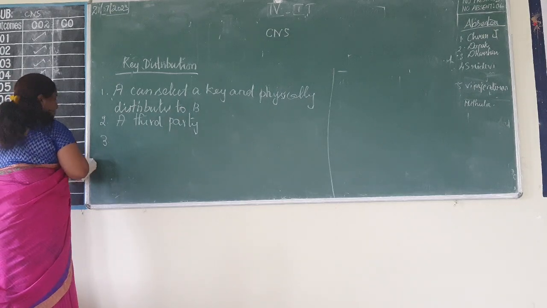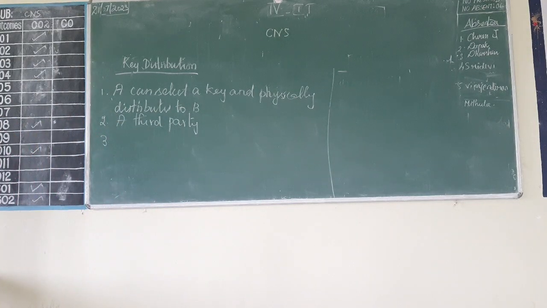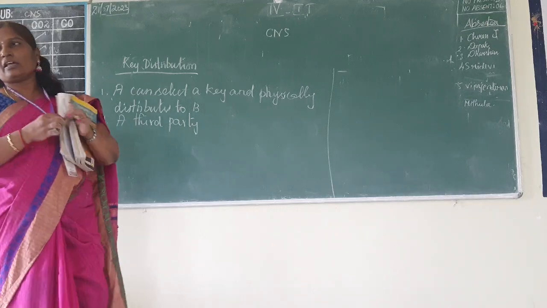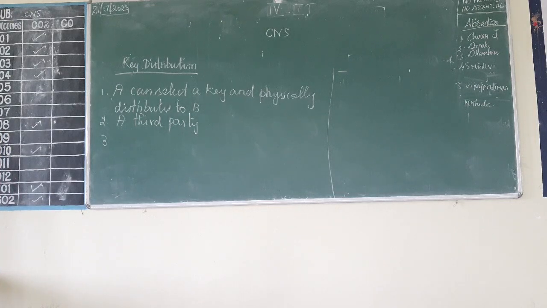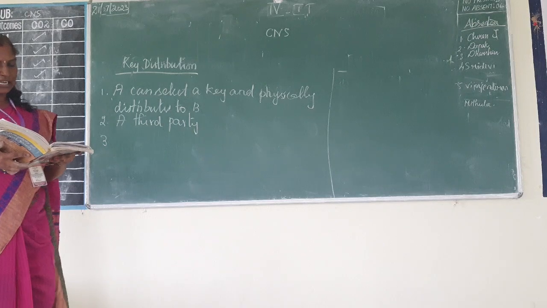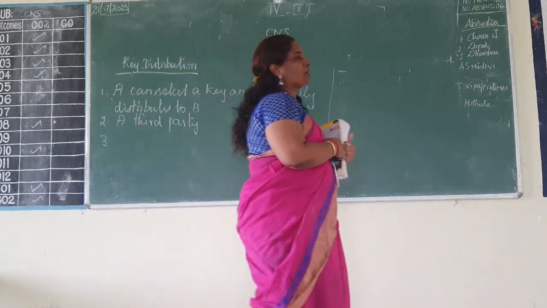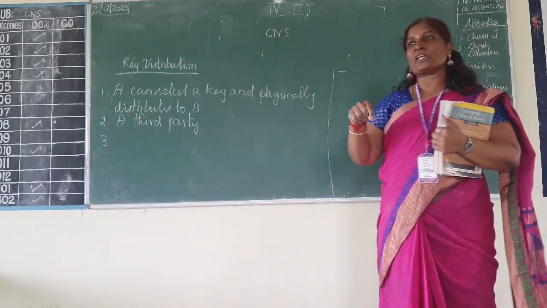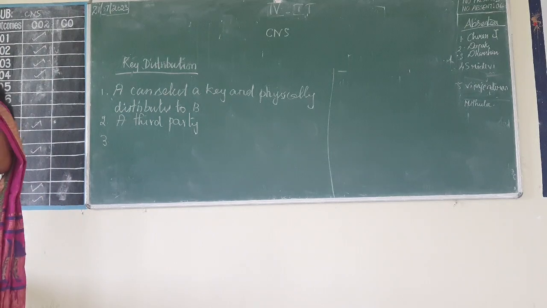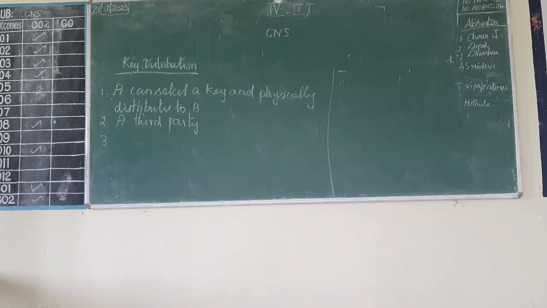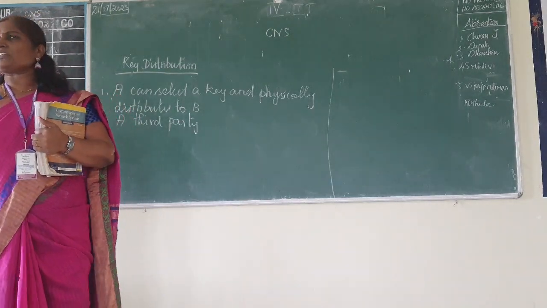Now, third method, please take down. If A and B have previously and recently used a key, one party can transmit a new key to the other, using the old key, in a secure manner. Which means what?